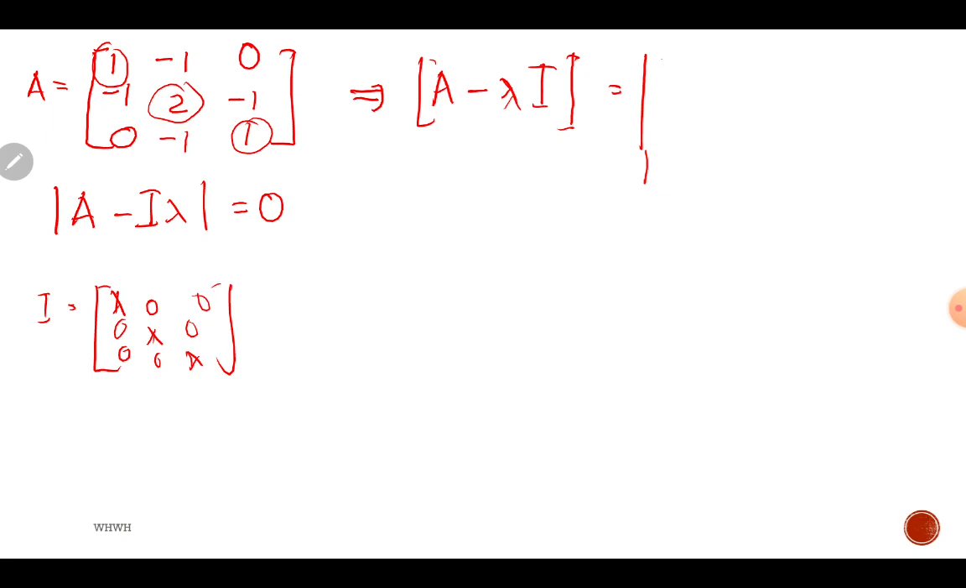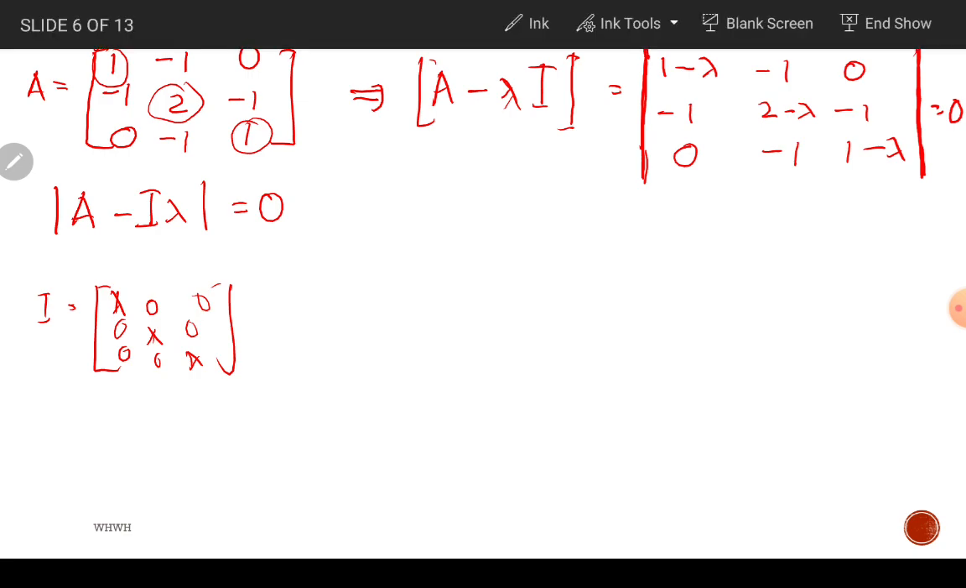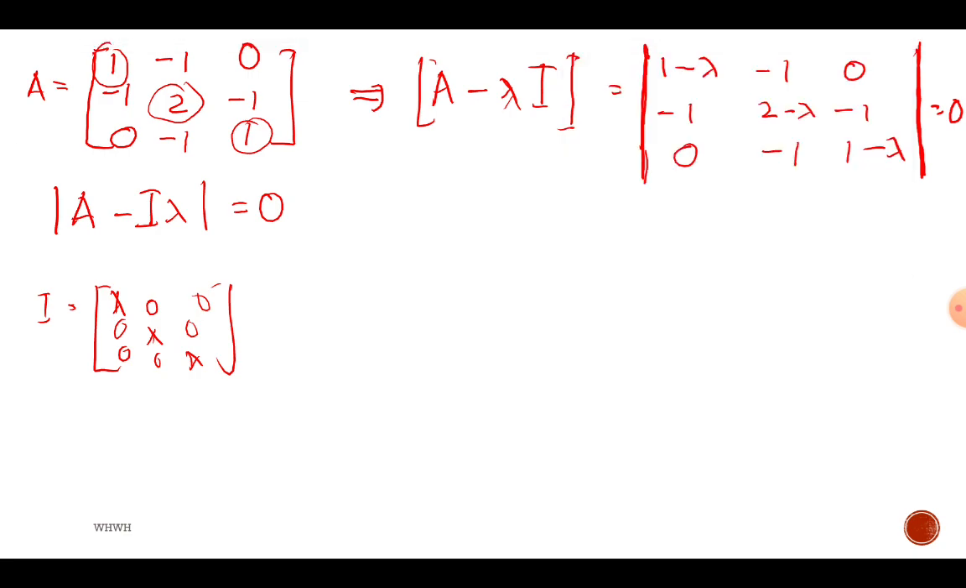Alright, so here we're going to have 1 minus lambda, negative 1, 0. And then negative 1, 2 minus lambda, negative 1. And then we have 0, negative 1, and 1 minus lambda. Okay, so dari sini we are to determine the determinant of this, and we let it is equals to 0. So again, yang ni menggunakan your skills that you have gained from your engineering maths 1. How to determine the determinant for 3 times 3 matrix.